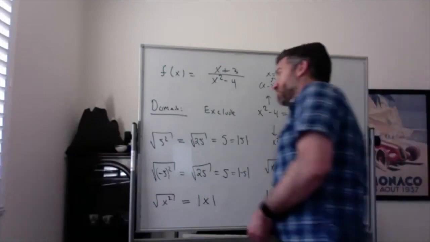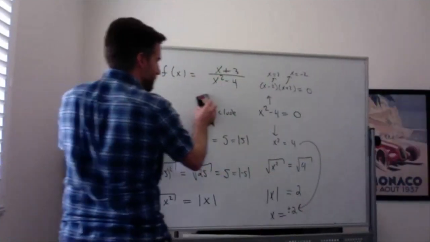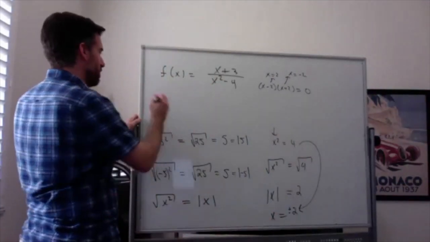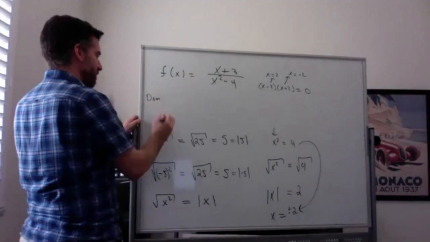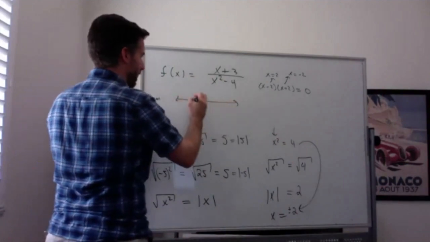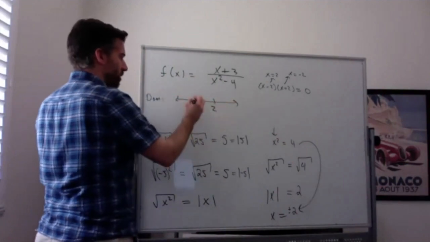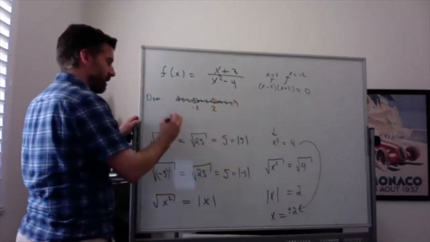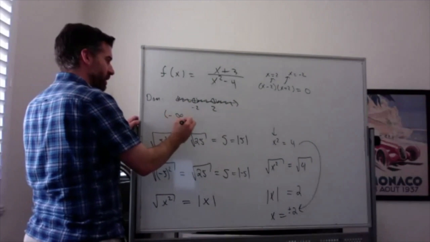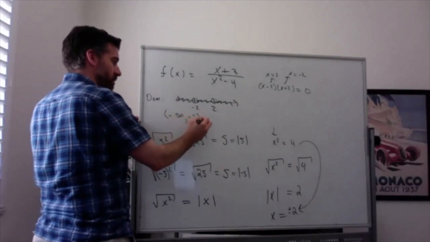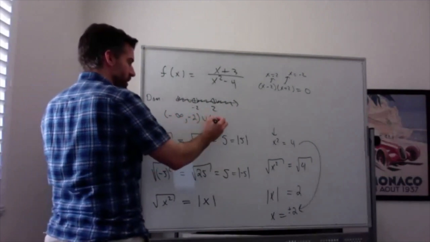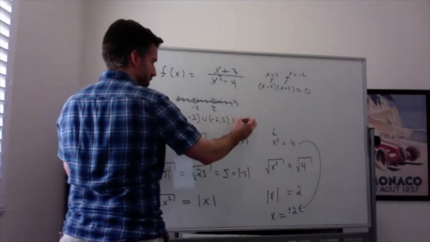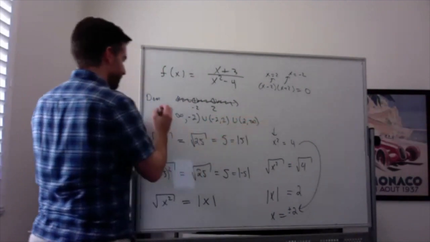Okay, I should answer the question, which is that for the domain, we don't want 2 or negative 2. So we want everything but 2 and negative 2. Here's a number line. I know we're out of time. I don't want these numbers. I want everything else. So my domain is everything from negative infinity to negative 2 exclusive, union negative 2 to 2, exclusive with parentheses, union 2 to infinity.